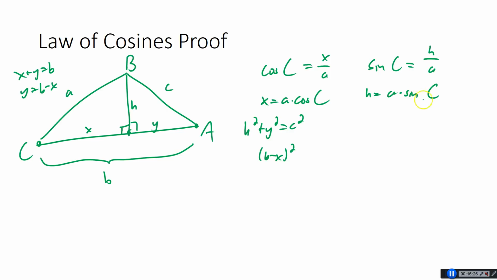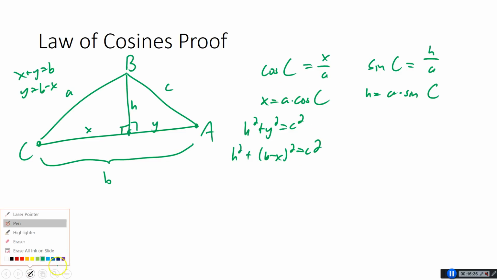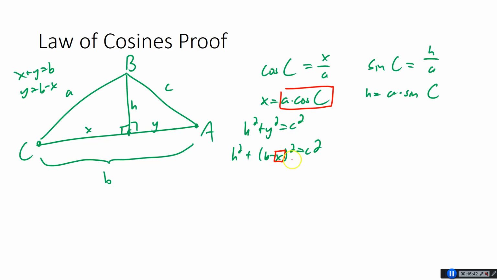And the H, we know that H is A sine C, but I'm actually going to do that in the next part. So I have H squared, and that's equal to C squared. What I'm going to do now is replace X with A cosine C. Let's use some colors here to show what I'm doing. So the X right here, I'm going to use A cosine C. And the H right here, I'm going to replace that with A sine C. So let's do that. Use green for that.